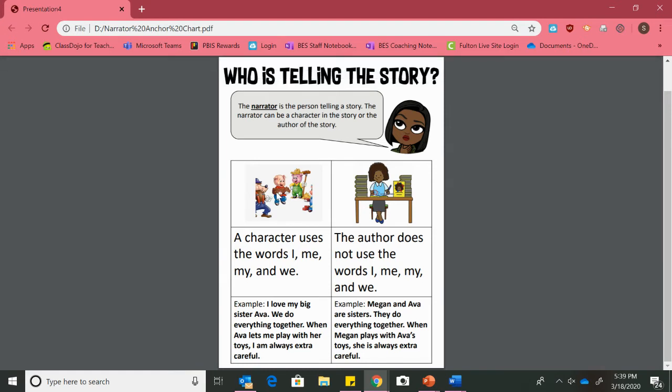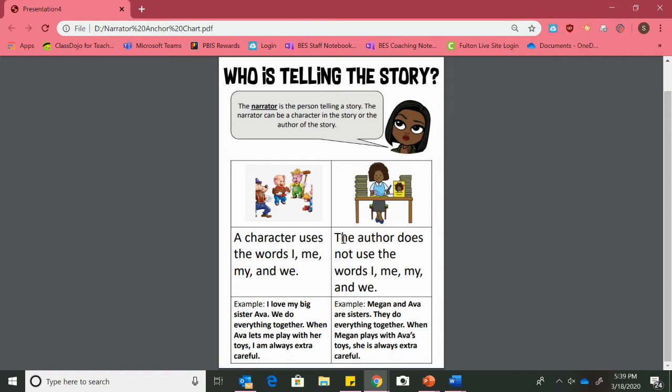So over here we have our characters. A character uses the words I, me, my, and we. For example, I love my big sister Ava. We do everything together. When Ava lets me play with her toys, I am extra careful. So those are some of the words that we will hear when the characters are telling the story.